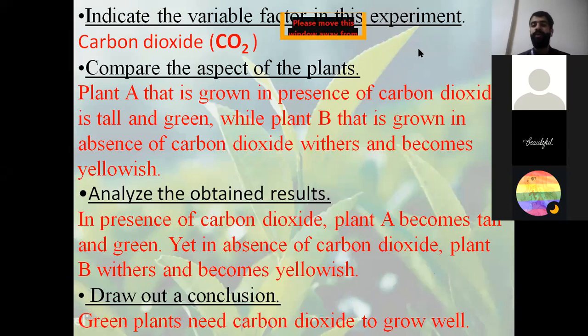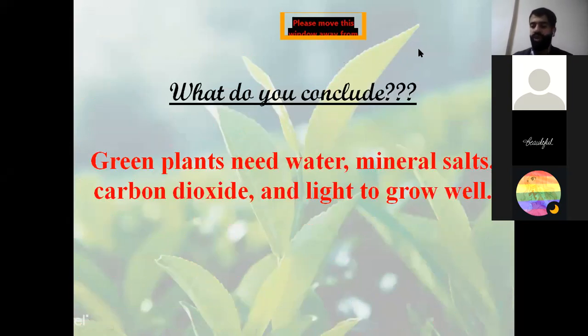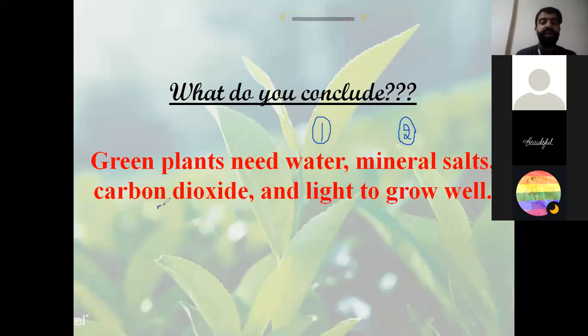So till now, can we conclude? We have a big conclusion here. We can conclude that green plants need four important elements. Number one, water. Without water, they can't grow. Number two, they need mineral salts. Without mineral salts, they can't grow well. Number three, they need carbon dioxide, CO2. And number four, they need light to grow well. So these are the four important nutritive needs for the growth of green plants.